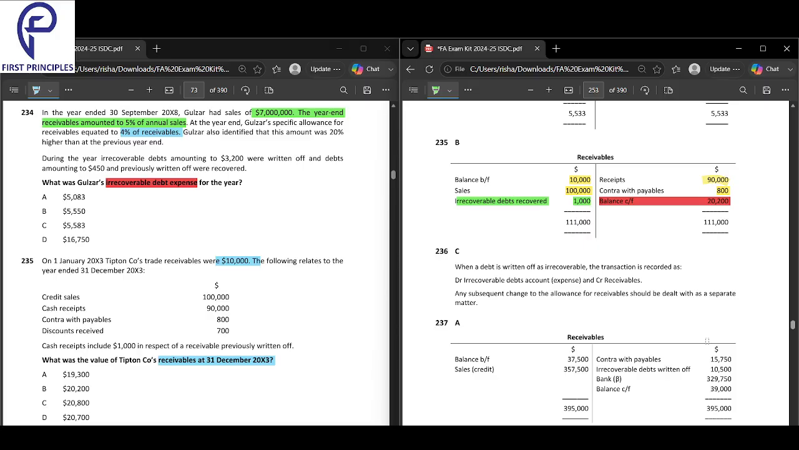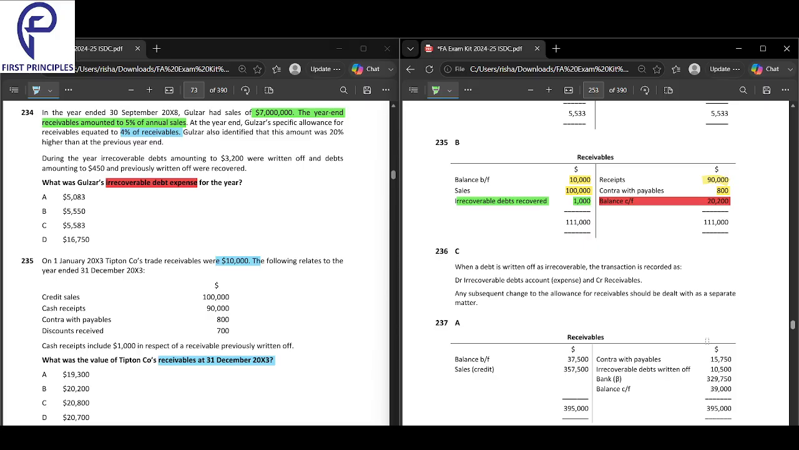And then you got your balance carried forward. You just remember that your irrecoverable debts, which used to reduce your receivables, go the other side. But whenever there's a recovery, you put it on the side of the balancing figure, because you had written it off anyway. It was gone before.